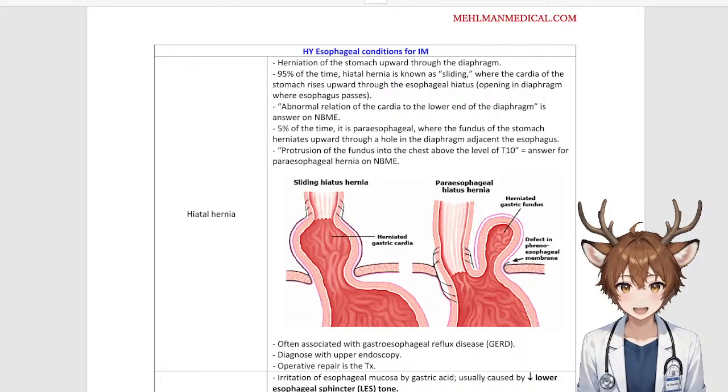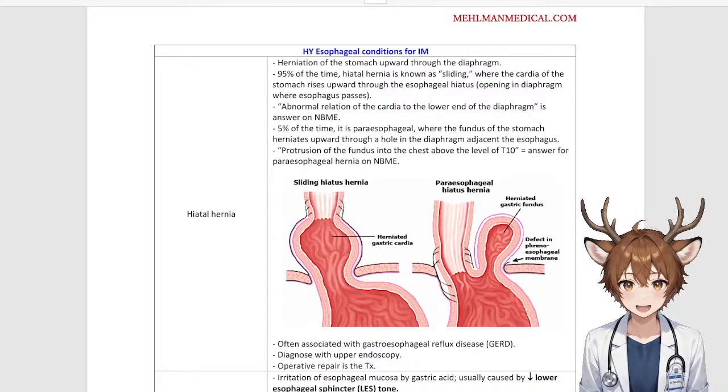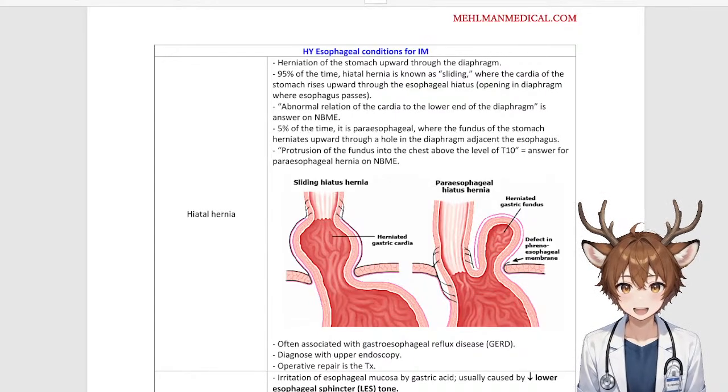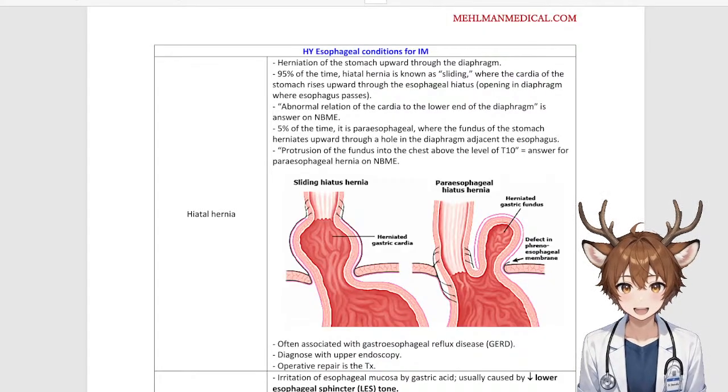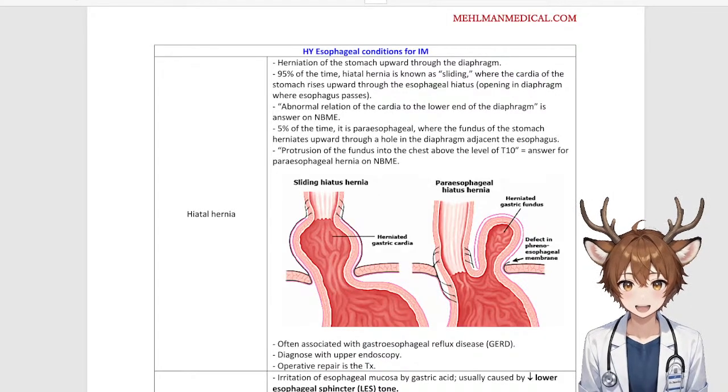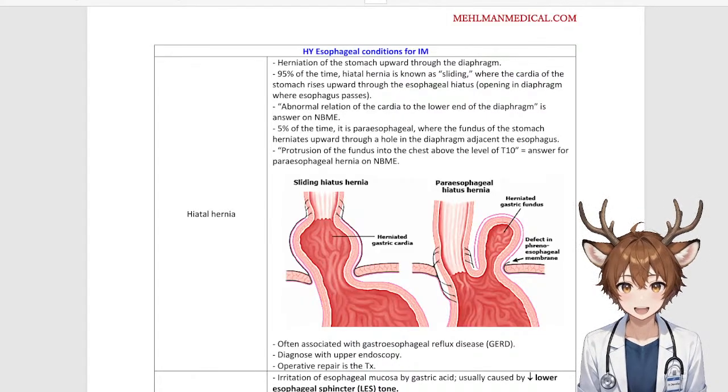Abnormal relation of the cardia to the lower end of the diaphragm is the answer on NBME. I love these phrasings. I shouldn't say I love. It's the opposite of love. It's frustrated, you could say, or irritated, irate. I don't know. They never say the answer up front. They don't like saying, oh, well, yeah, of course he has hiatal hernia. They say, abnormal relation of the cardia to the lower end of the diaphragm. It's like, oh, okay. Whatever. And maybe that's easier to understand because you're understanding from a mechanistic, theoretical concept of what it is in the first place. But it's just a weird thing that the phrasing is interesting. So anyway, that's the phrasing for NBME.